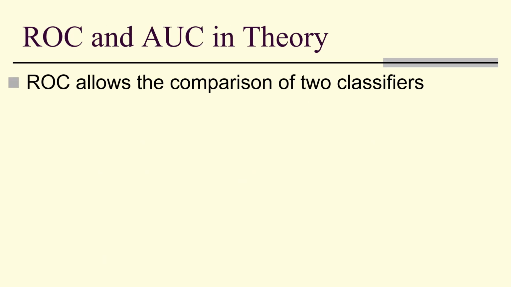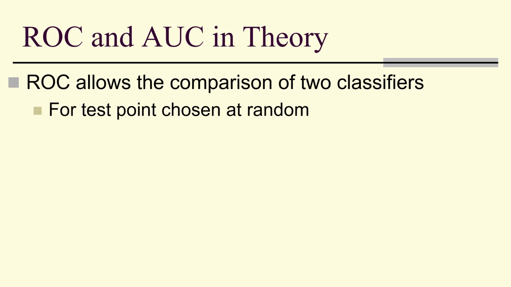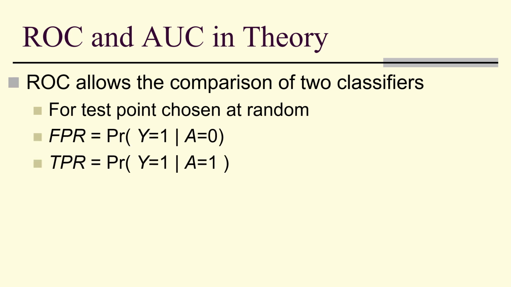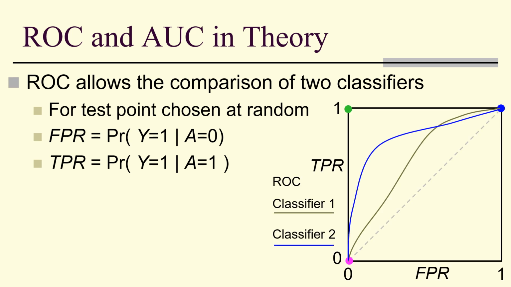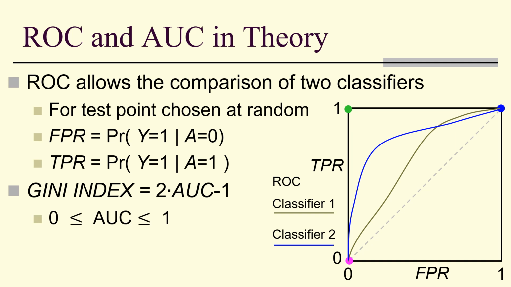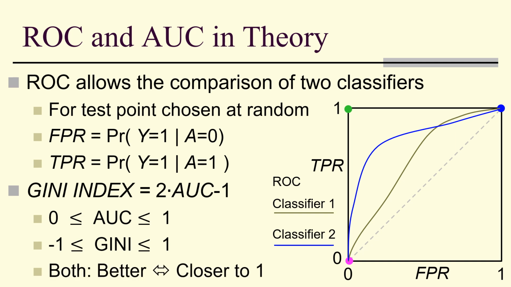So that means we can use the ROC curve to compare two classifiers. For a test point chosen at random, we look at the false positive rate and the true positive rate, and we can look at the two curves, and we can notice how the areas under the two curves are related. Now, very often we do this using what's called the Gini index, which is 2 times the area under the curve minus 1. So the area under the curve is between 0 and 1. The Gini index is between -1 and 1. In both cases, the closer you are to 1, the better.